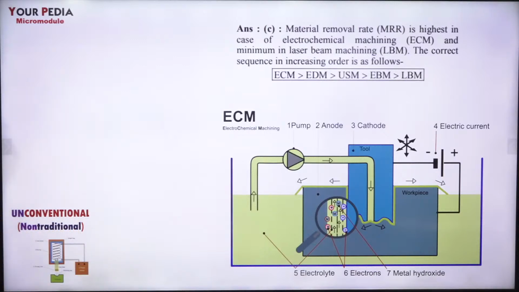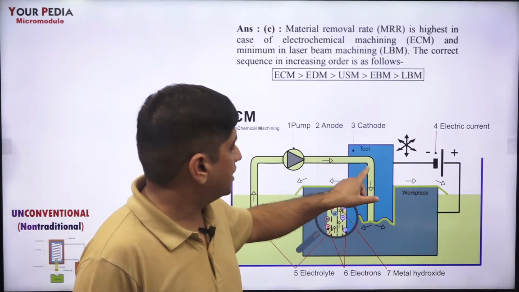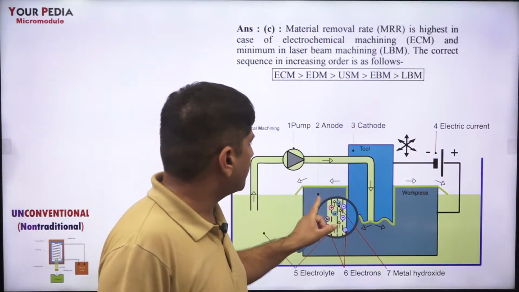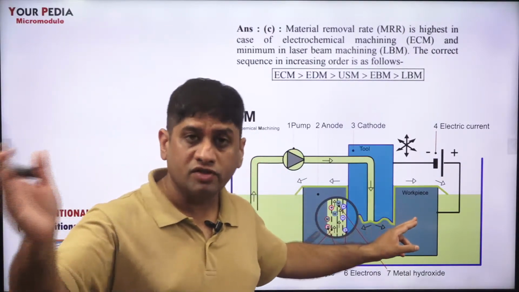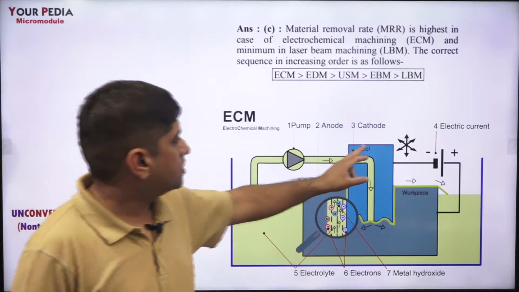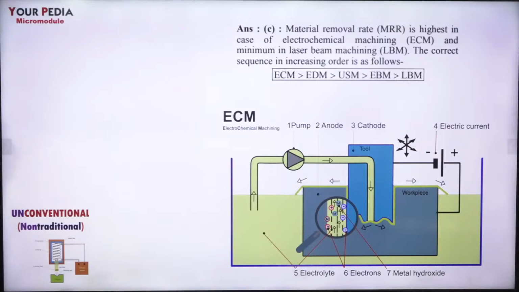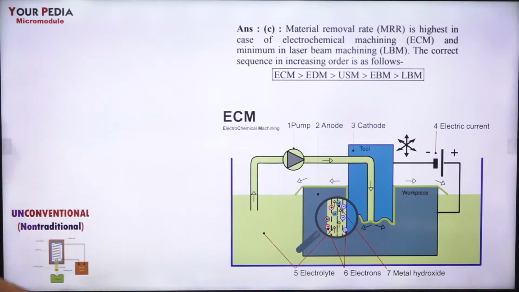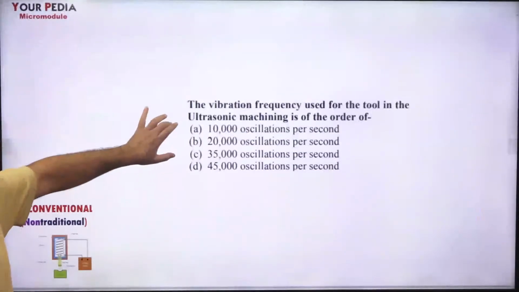And what do you mean by anode and cathode? So you see, workpiece is positive, tool is negative. So negative is cathode, and workpiece is positive. So remember, in electrochemical machining the workpiece is positive, which is used as anode, and the tool is negative, which is used as cathode. And electrolyte is pumped at very high pressure in this, and metal hydroxide is formed. There is a mechanism here that also you should know. Okay, let's go for the next question.